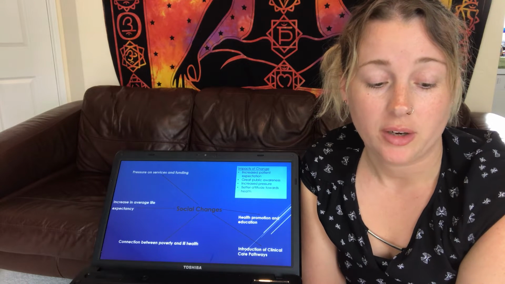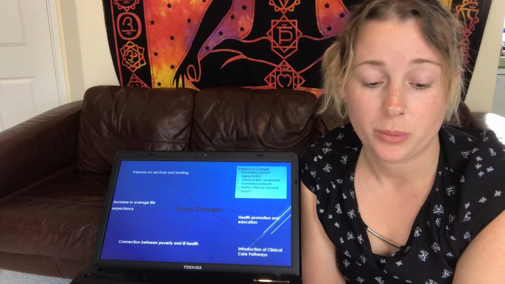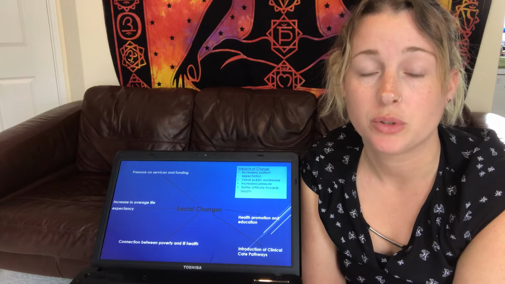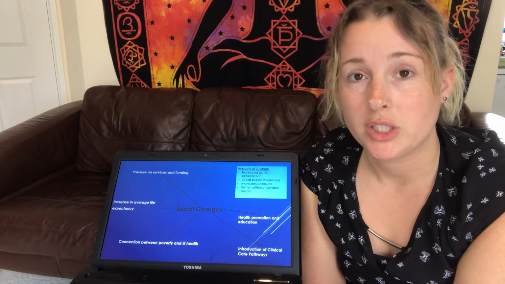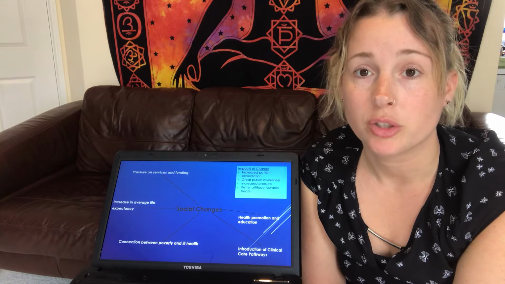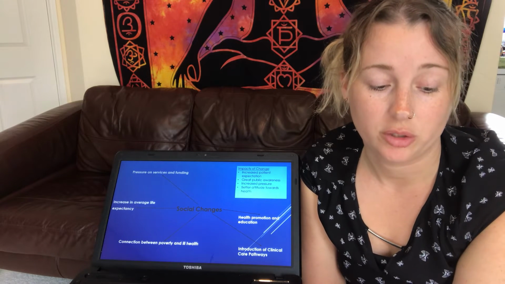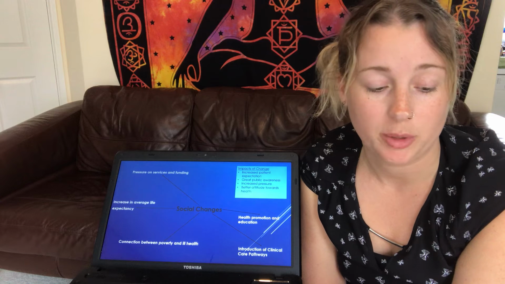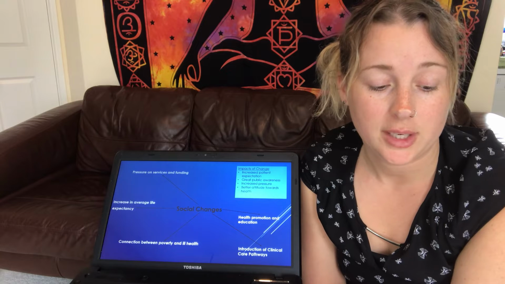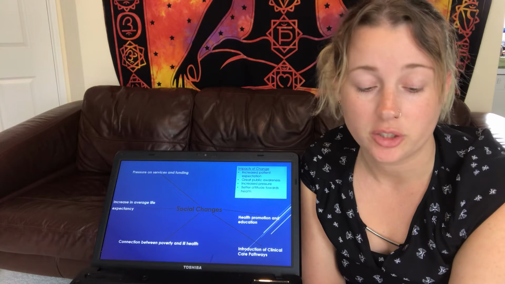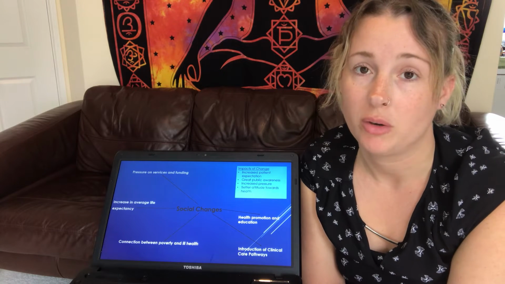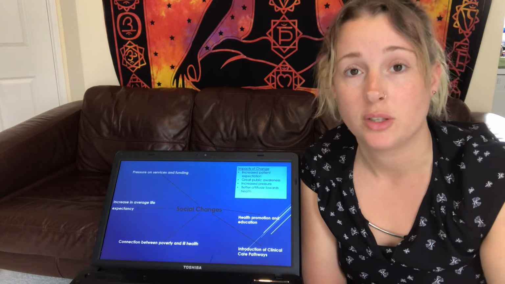The increase of average life expectancy has no doubt increased pressure because of the numbers of patients assigned to one community hospital. The connection between poverty and ill health has been recognised. Health education and promotion. Introduction of clinical care pathways, which enables better communication between healthcare professionals who look after a patient. And this has led to an increased patient expectation, greater public awareness, increased pressure on services, but also a better general attitude towards health.